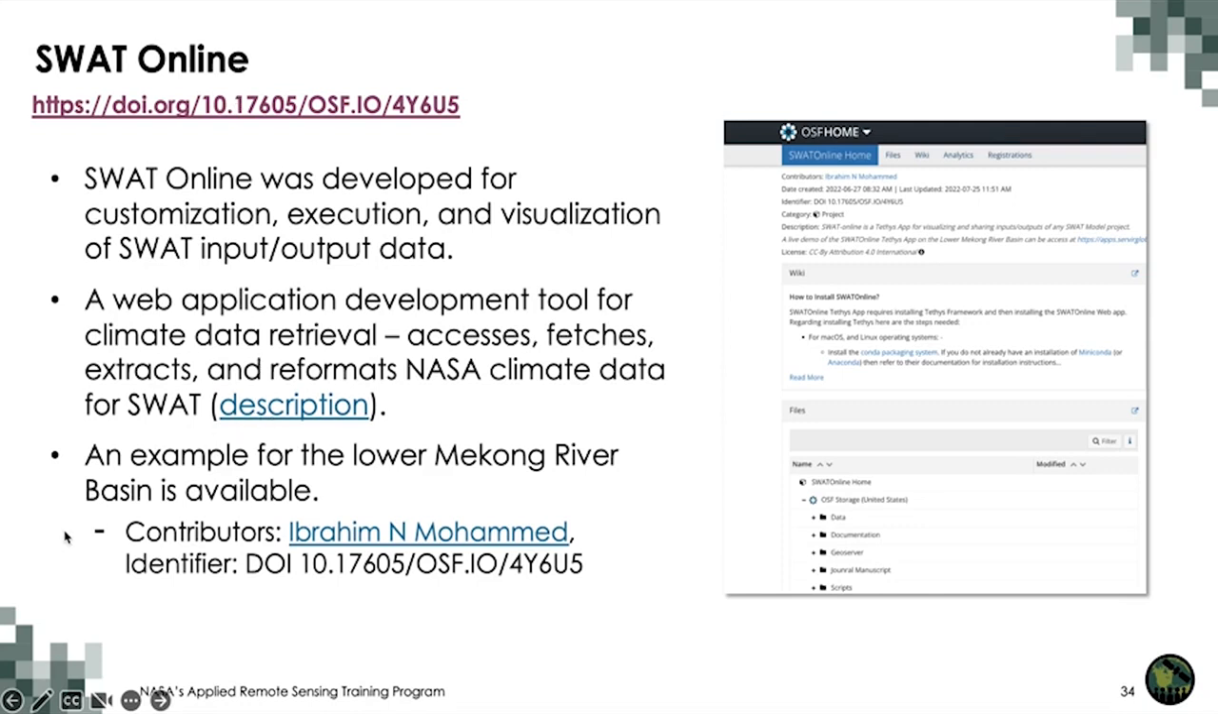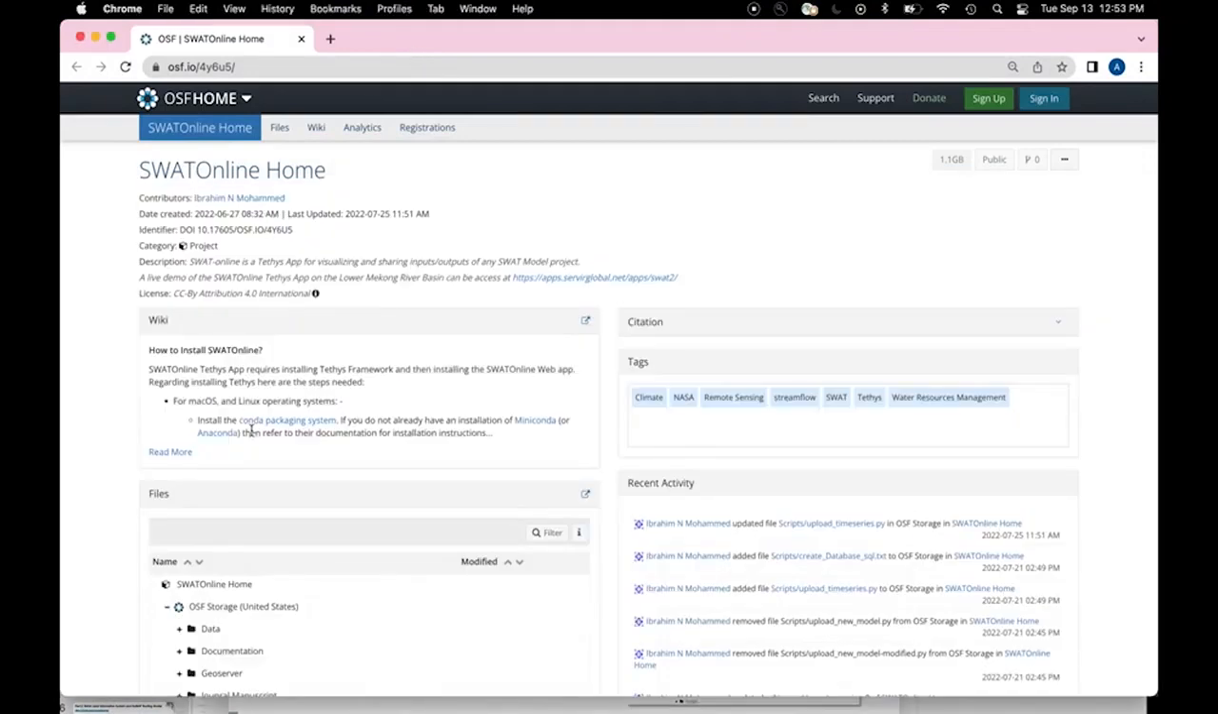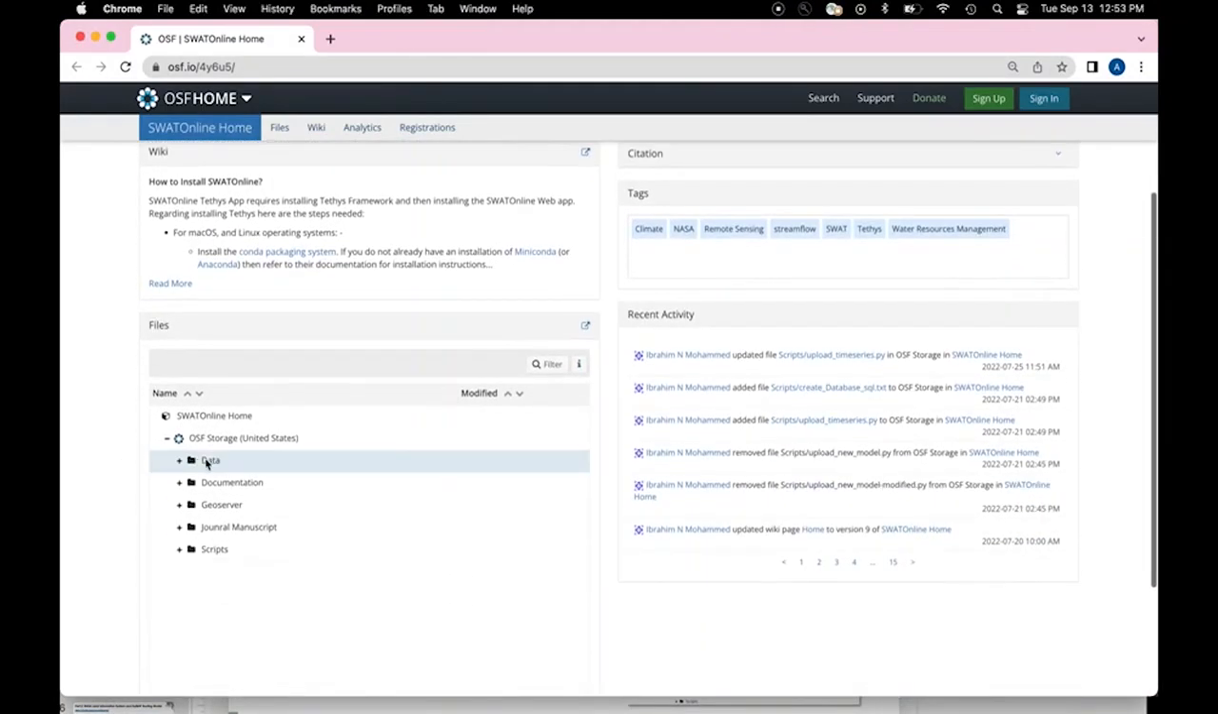An example for the lower Mekong River basin is available using SWAT Online, and the contributor is Ibrahim Muhammad. You can look at the SWAT Online home page, and again you can look at data, documentation, there's a general manuscript, and there are scripts available. This is specifically using NASA climate data to run SWAT and to look at output for different climate scenarios.